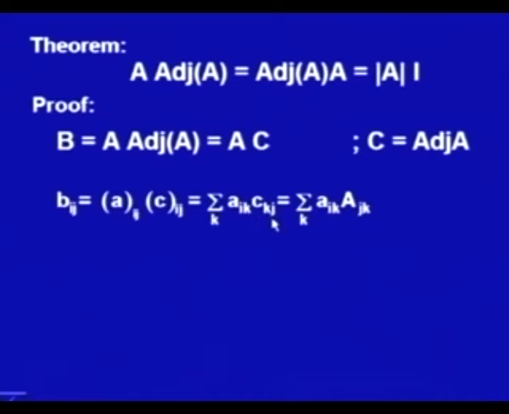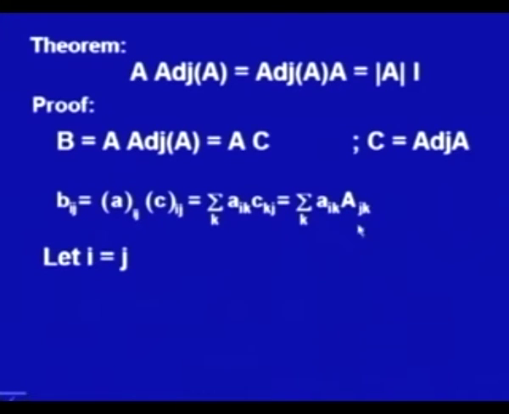Now, what is Ckj? Ckj is the adjoint of A. So, C is equal to adjoint of A, and it is nothing but cofactor of Aik and its transpose. So, it becomes Ajk. So, Ckj is nothing but Ajk. So, this means Bij is summation of Aik Ajk over k.